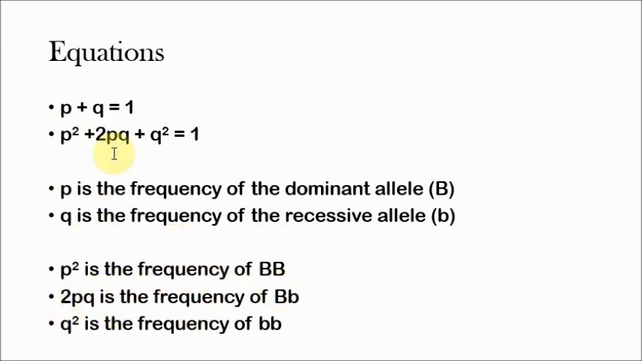2PQ is the frequency of the heterozygous genotype. Again, you can refer back to that square, or it's the likelihood that they'll get a capital B and a lowercase b, plus the likelihood that they'll get a lowercase b and a capital B. You have to do both because there are two alleles, that's how it works. And Q squared works exactly like P squared. Basically, just know each of these three. P squared is the homozygous dominant, 2PQ is the heterozygous, and Q squared is the homozygous recessive.